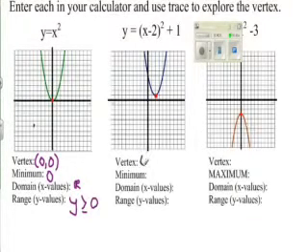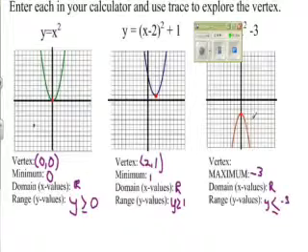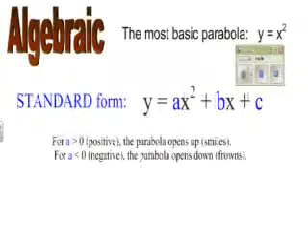Here the vertex is at 2, 1. The minimum value is 1, and the domain is all real numbers for x, but the y values are always greater or equal to 1. And our last one looks similar, except in this case the maximum is -3. Instead of the minimum, you have a maximum.